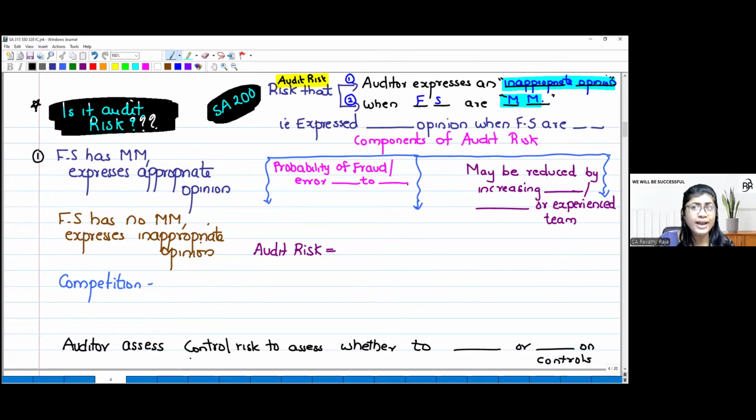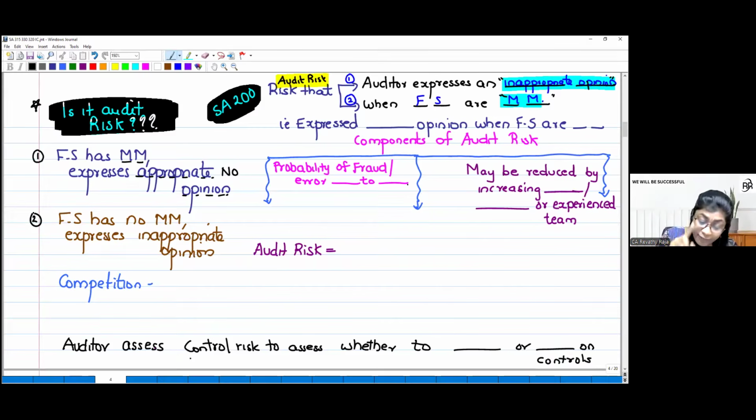Can you say FS has material misstatement, and the auditor expressed an appropriate opinion? Is it an audit risk? Answer is no. Why? For an audit risk to come, both the conditions should be satisfied. Here the misstatement is there, but you expressed an appropriate opinion, so not a risk.